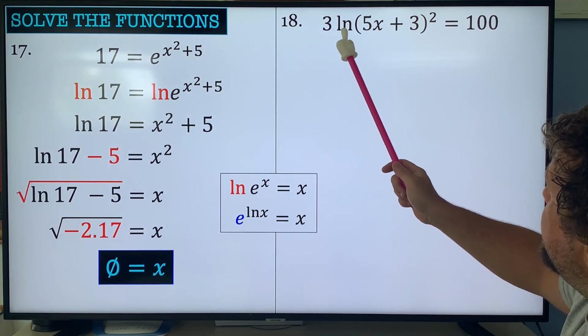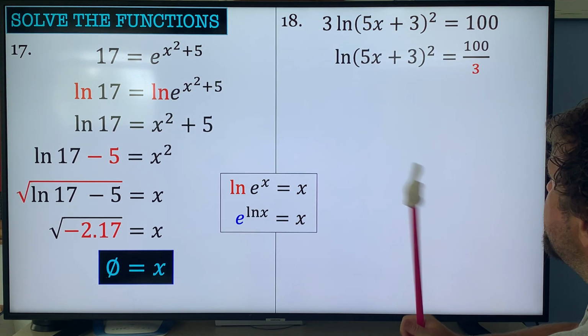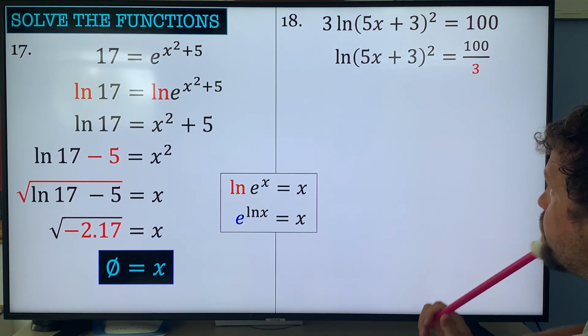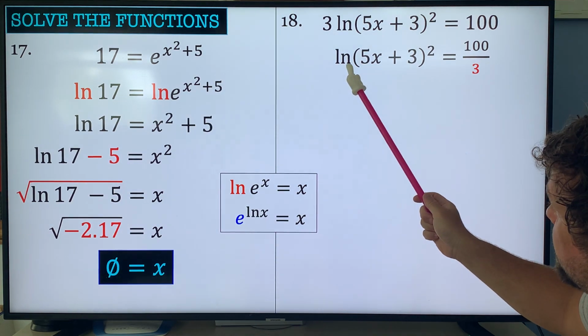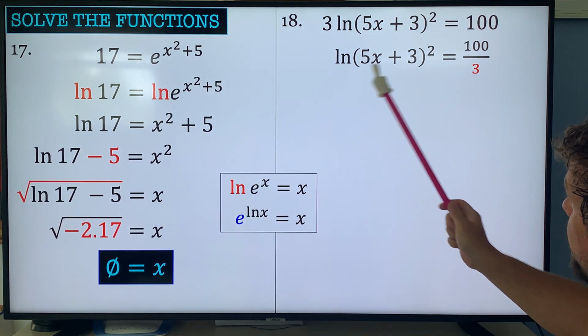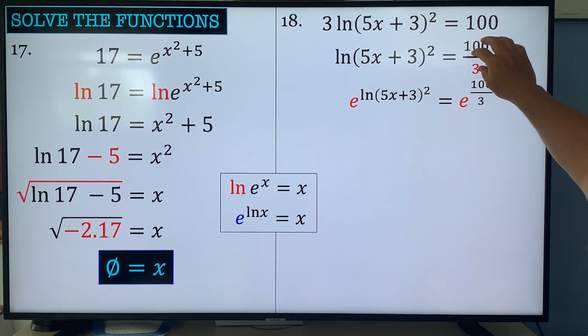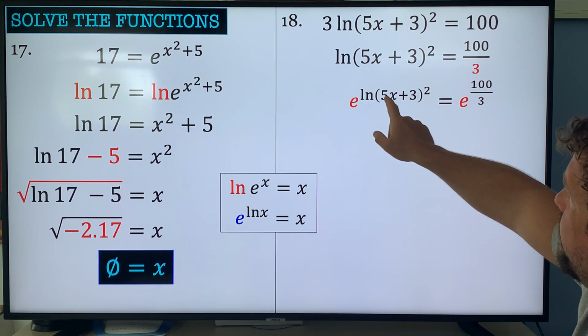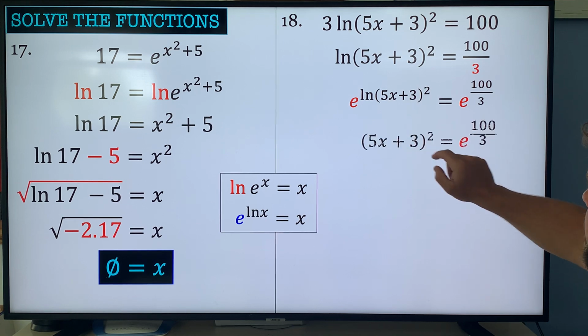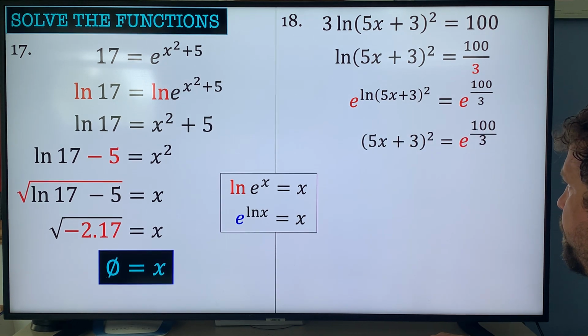All right, so let's see here. First thing, we divide both sides by 3. Why? I got ln by itself. Raise both sides to the e. E to the all of this equals e to this. E and the ln cancel out, leaving with 5x plus 3 squared equals e to the 100 over 3.